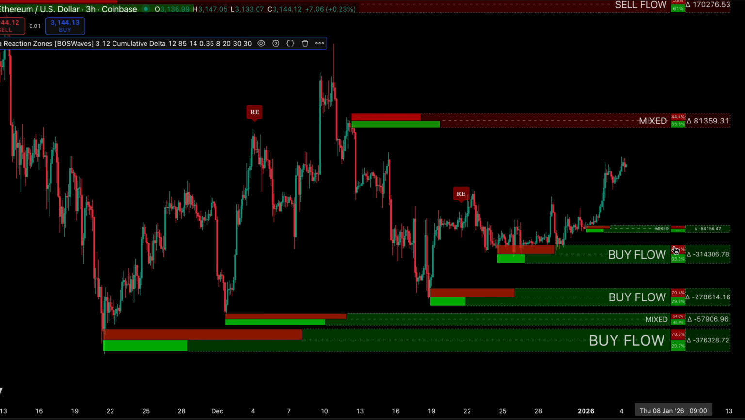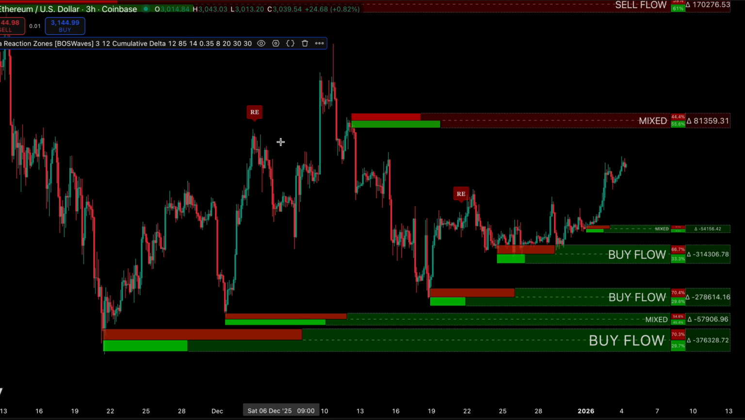Not only that, we have our reclaim and re-entry context signals. So with those, when price crosses back through a zone's midline, the indicator marks support reclaims on lower zones and retest re-entries on upper zones. These aren't random signals. They highlight moments where price re-enters an area previously defined by aggressive flow, which is often where continuation or failure is decided.